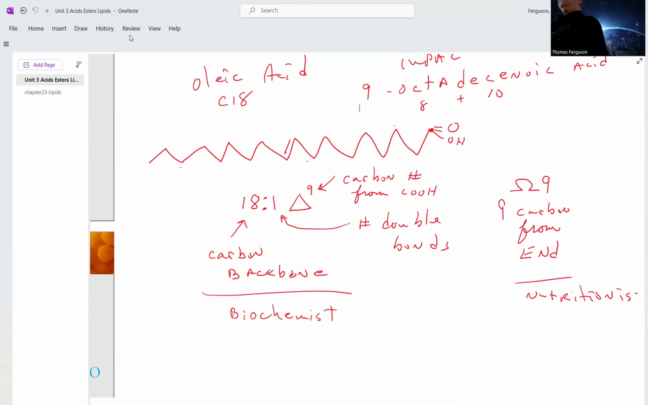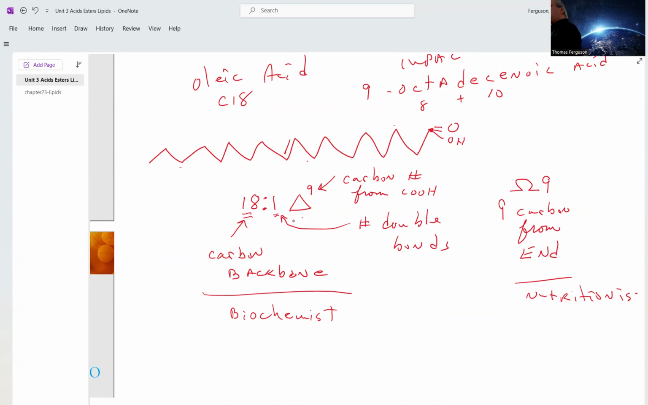They use this other designation, which is the delta. And that tells exactly which carbons the double bonds are on. And secondly, they count from the acid end, carbon number 1. So for oleic acid, the quote unquote healthy fat, it's going to be starting from the acid end 1, 2, 3, 4, 5, 6, 7, 8, 9. This says how many carbons. This says how many double bonds.